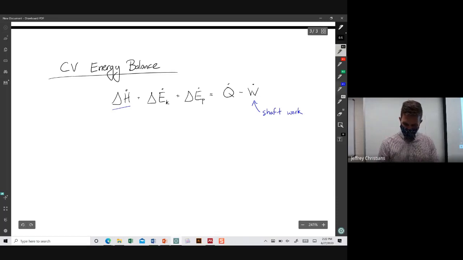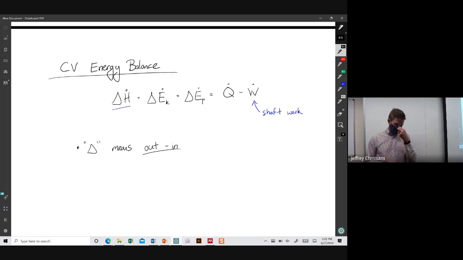Just a couple notes on the equation itself. For the left-hand side of the equation, the delta means out minus in. So all of those deltas, delta kinetic energy, that means the kinetic energy, 1/2 mv squared, that it's leaving with, minus the kinetic energy that it brought in. This is just to get all of your sign error right. Energy balance is accounting, so you have to make sure that your positives and negatives are all correct so that you get the right answer. So for accounting, we do out minus in.